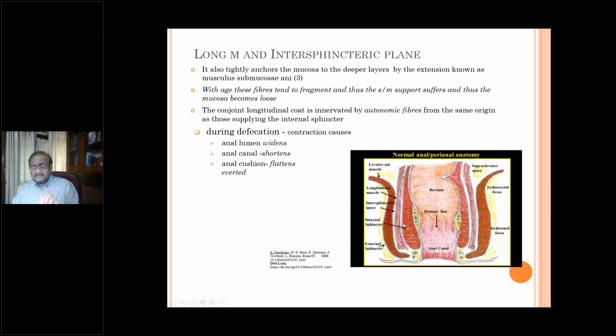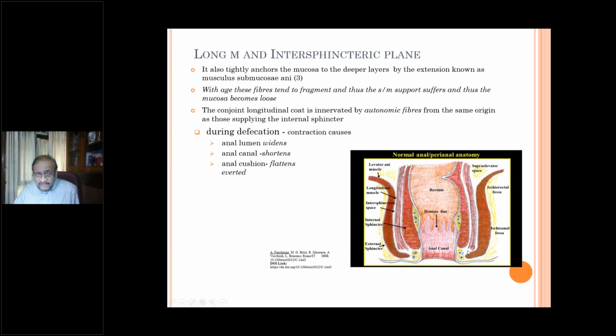Now, what is the function of the longitudinal muscle? When it contracts, it pulls by the fibrous septa. And that leads to what? The anal lumen widens. It's going to pull everything apart. See, the fibers acting out here would be contracting here, here would be contracting here. So it is widening the anal canal.